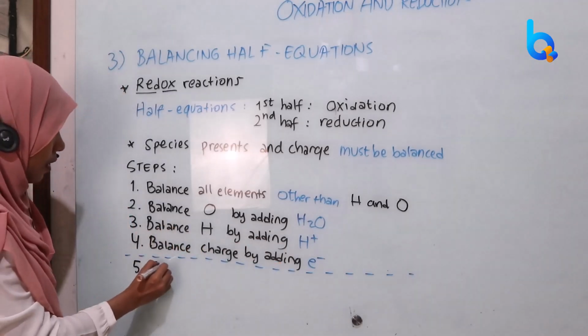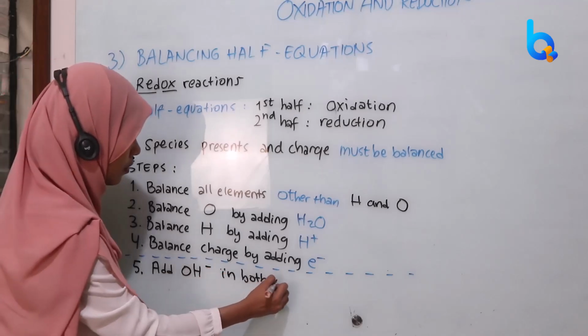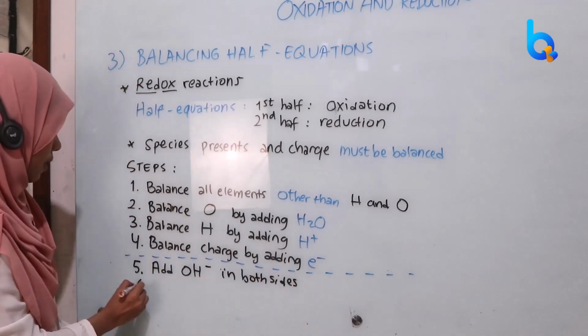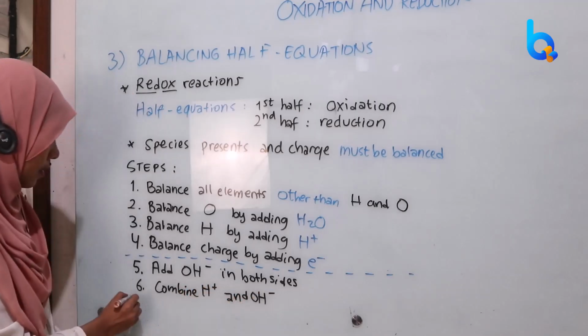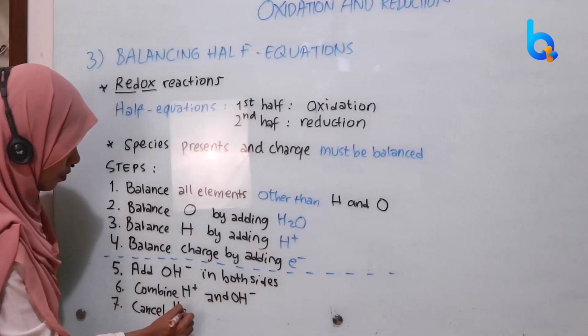Step number 5, add hydroxide ions on both sides. Both sides means the right and left. And then number 6, combine H+ and OH-. The last step will be cancel H2O if possible.